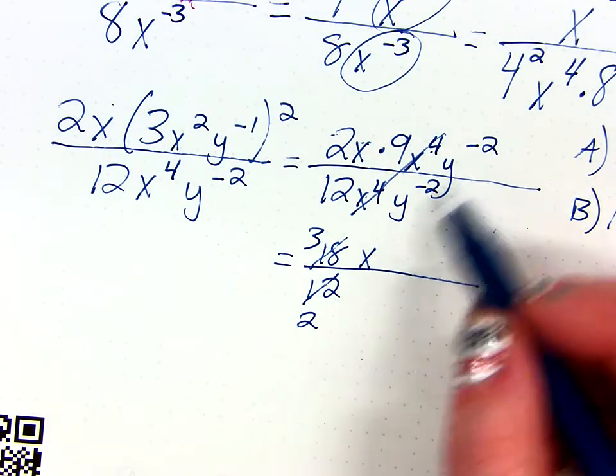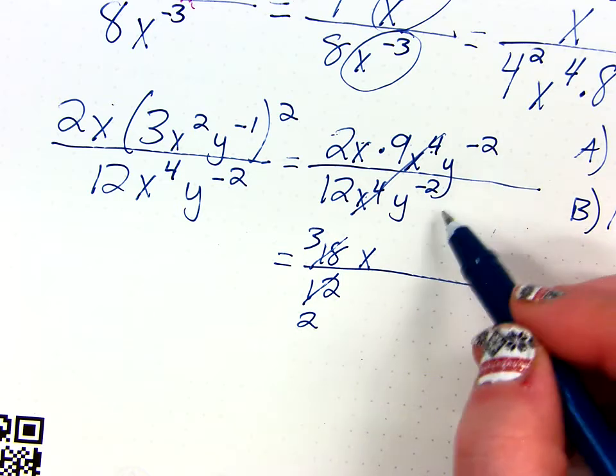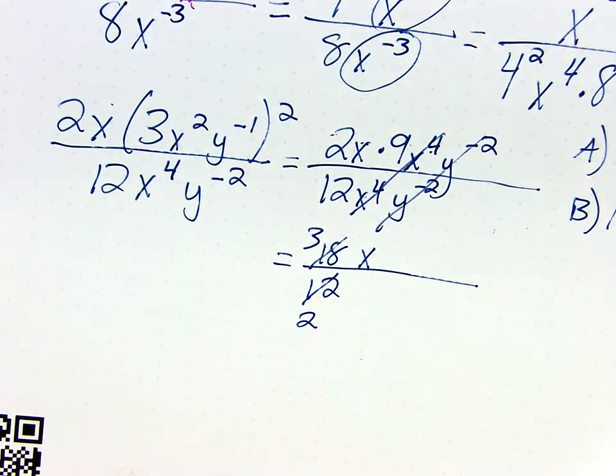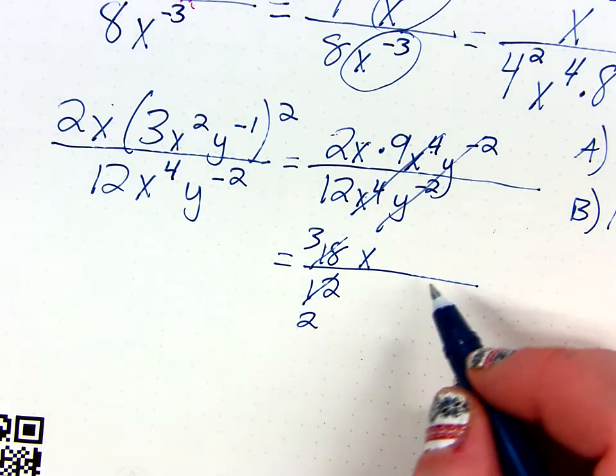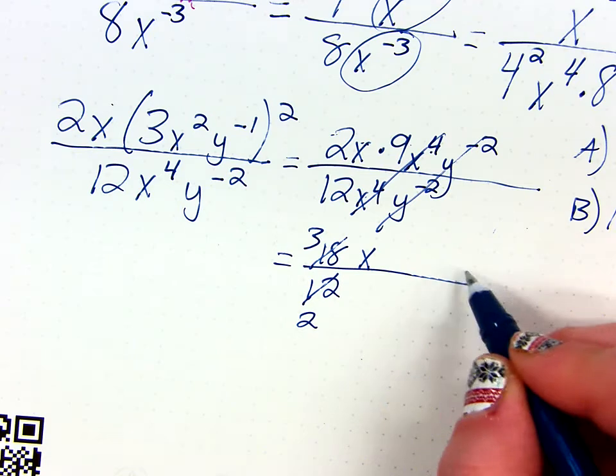Same thing with the y's to the negative 2's. Oh, got lucky there. They're the same, so I can just cancel them. So my final answer, 3x over 2. Did you get it? Oh, yay.